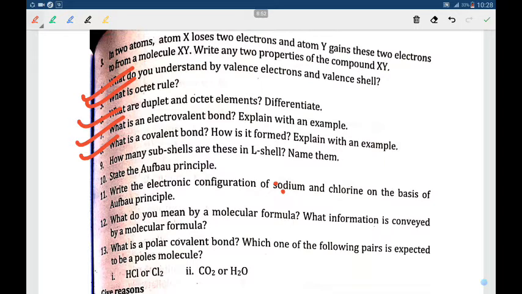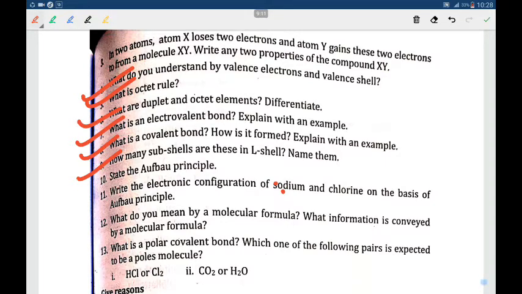Okay. Now question number 9. How many subcells are there in the L cell? Name them. Do you know how many subcells there are? There are 2 subcells. They are S and P.